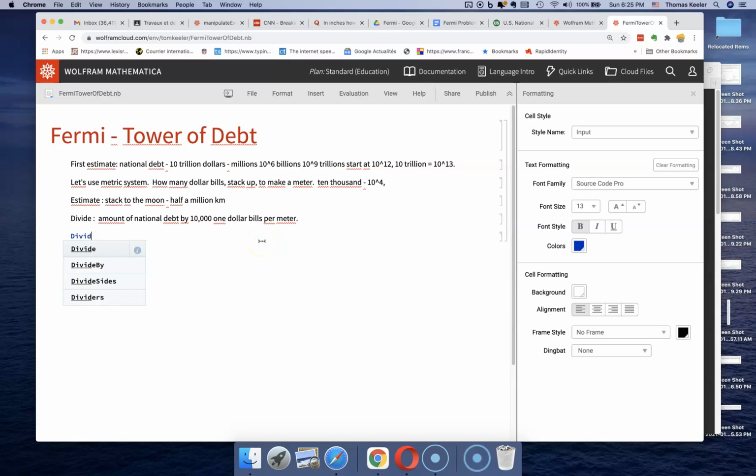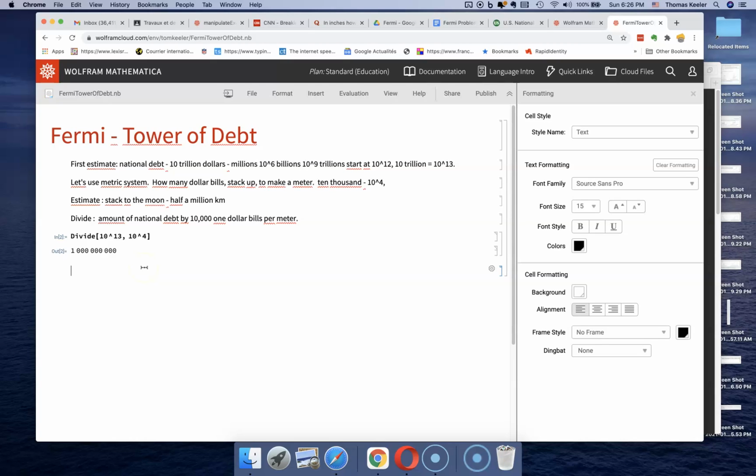Okay, so we'll just say divide, and what are we going to put in? Let's see if we can just write it in. 10 to the 13th. And you'll see that it is just subtracting exponents. So if you haven't done this, let's see what we get. Yeah, so we get 10 to the 9th. So we get a billion.